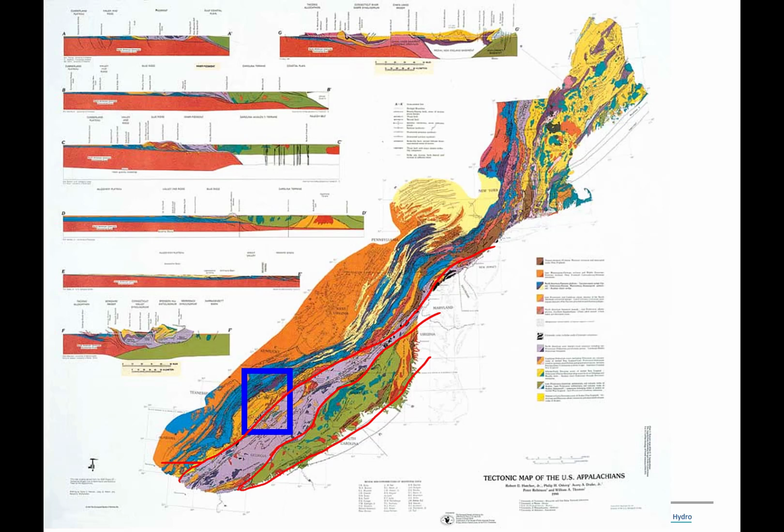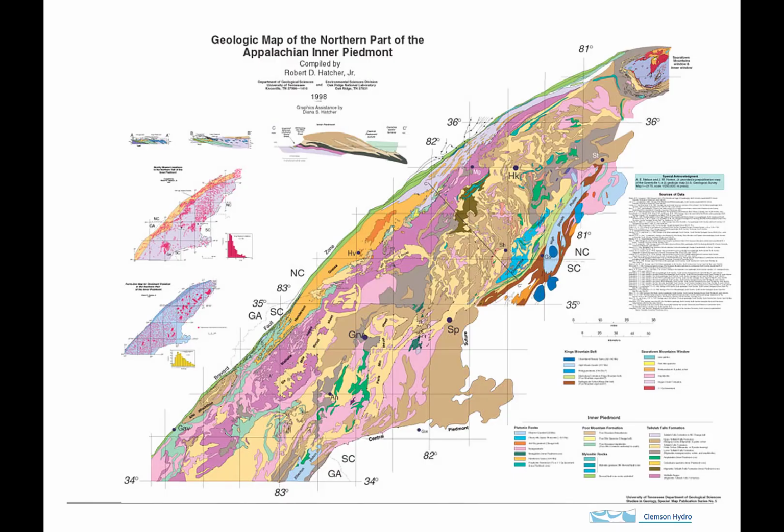And then you can see here to the west the Blue Ridge region and the folded Appalachians here that form the Appalachian orogen. So we can take a look. This blue box shows the area of a more detailed map that was also done by Bob Hatcher and his colleagues, and that's here.